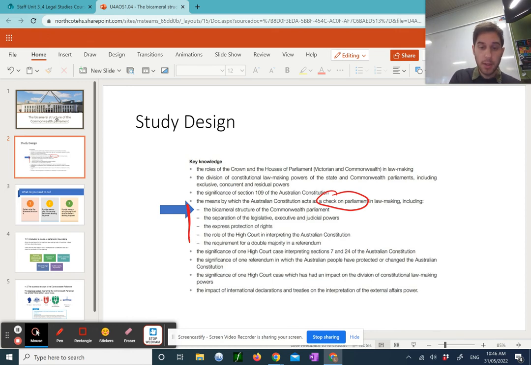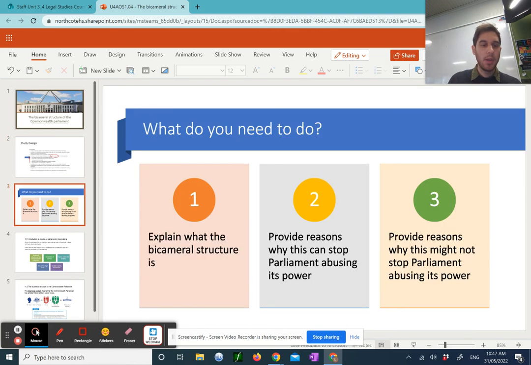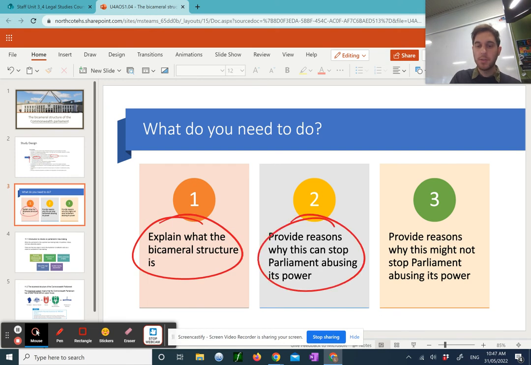And for all of these sub-dot points, you're going to need to know strengths and weaknesses. What are the ways in which it's effective at preventing abuse, and what are the ways in which it's not so effective? And that's what we mean by a check on Parliament. So for today's topic, we're looking at the bicameral structure of Parliament. And what do you need to do? Well, first of all, you need to know what it is. And then, as I said, you need to provide strengths and weaknesses: reasons why it will act as a check on Parliament, and reasons why it won't check Parliament, stop them from making law, reasons why it won't be able to do that.